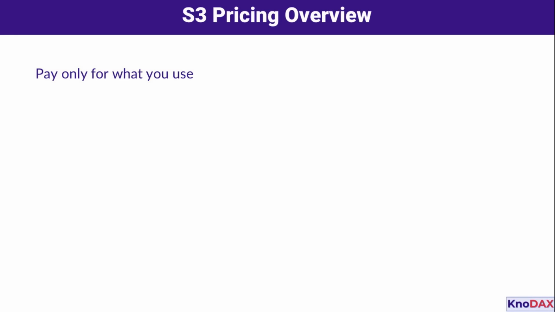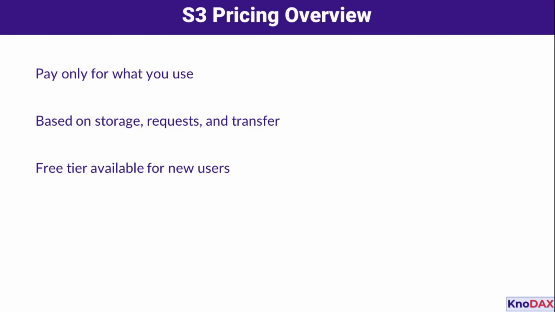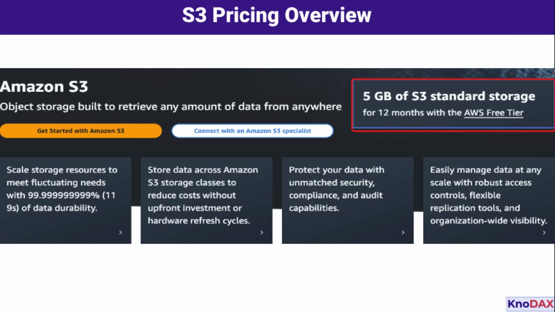S3 pricing is pay-as-you-go. You pay for what you store, how often you access it, and how much data you transfer. There are additional costs for requests and features like cross-region replication. The AWS Free Tier offers 5 GB of standard storage and free requests monthly for new users.